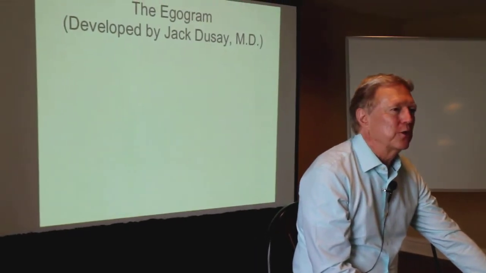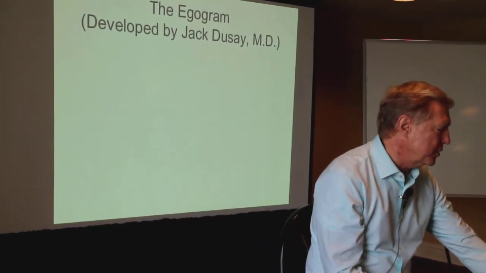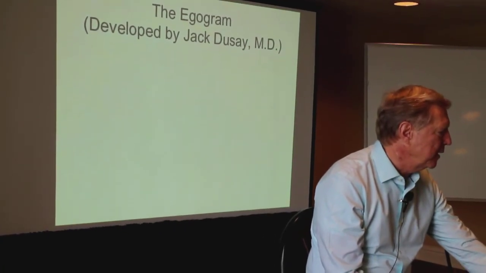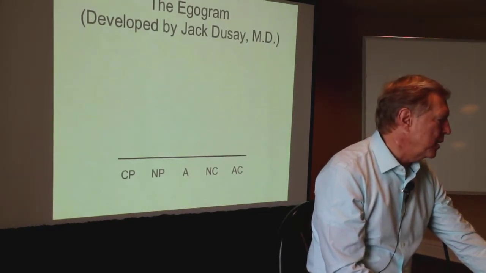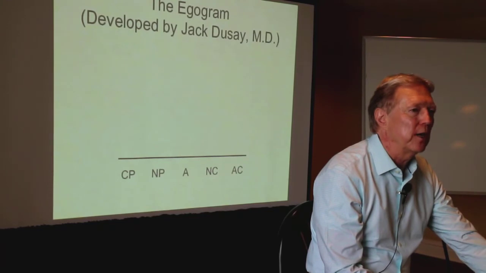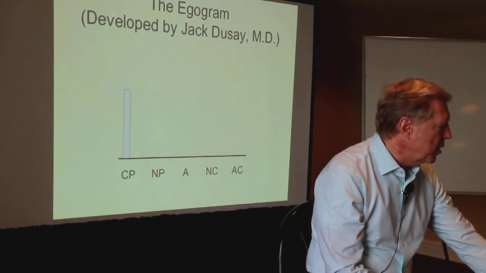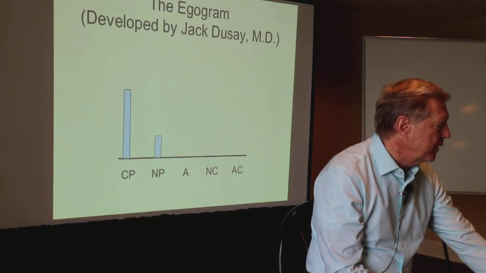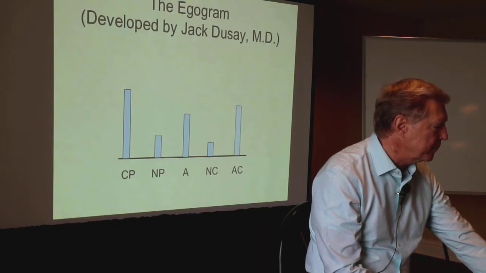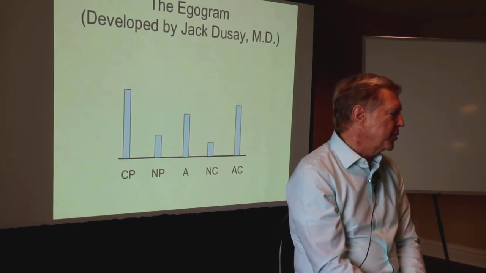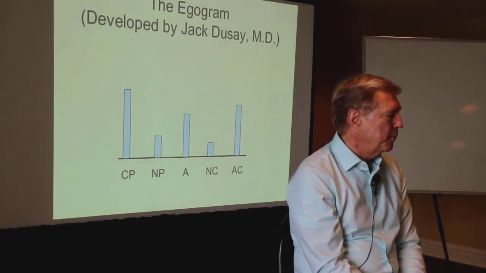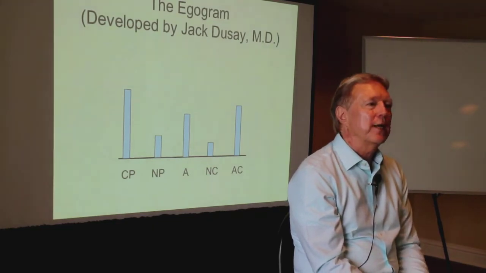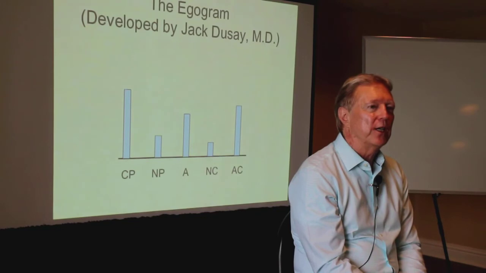Jack Doucet, who again was one of Vern's early students, a psychiatrist also here in San Francisco, developed a diagram to look at the functional ego states: critical parent, nurturing parent, adult, natural child, adapted child. He made a bar graph of how people use their ego states according to the amount of energy they have in each ego state. For example, a person might have very high critical parent, fairly low nurturing parent, a moderate amount of adult, a low natural child, and high adapted child.